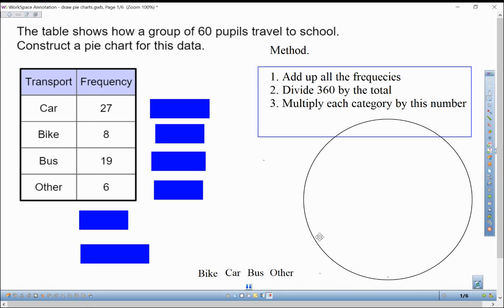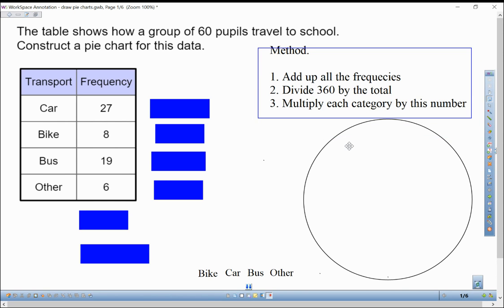Pie charts are a popular exam question. Let's have a little look at some examples. This table shows how a group of 60 pupils travel to school, construct a pie chart for this data. And we have a circle over here, which to construct our pie chart in.